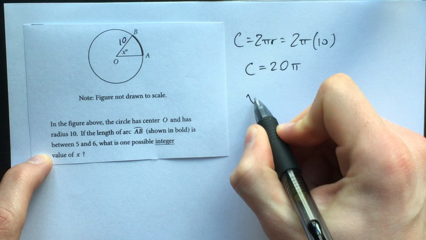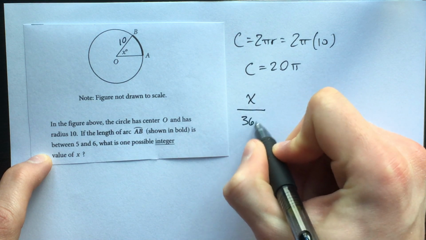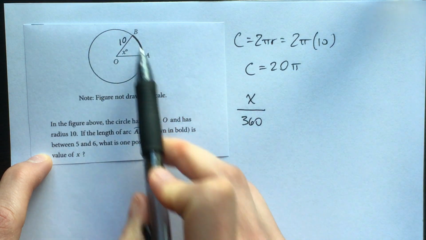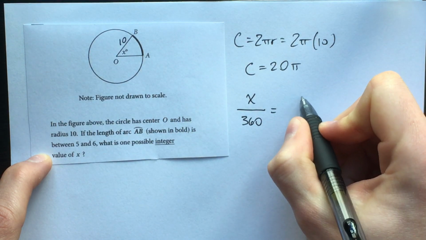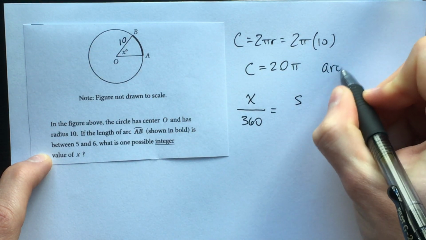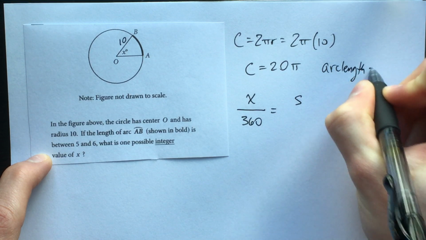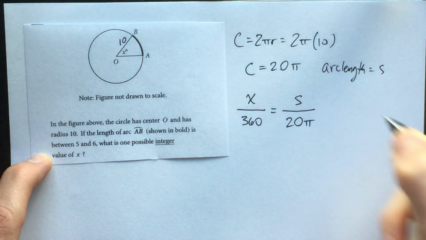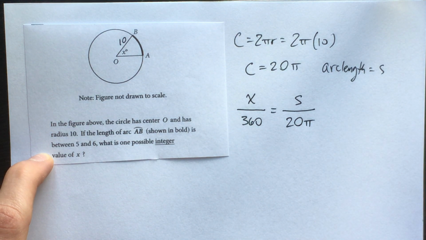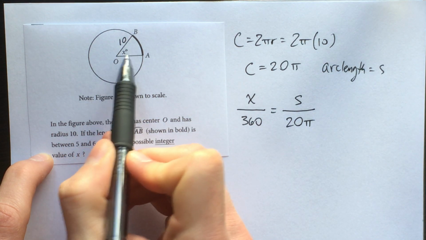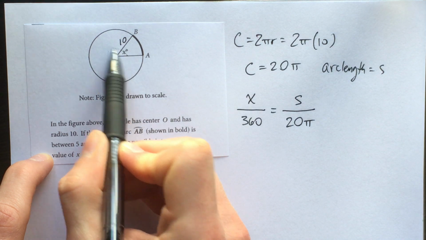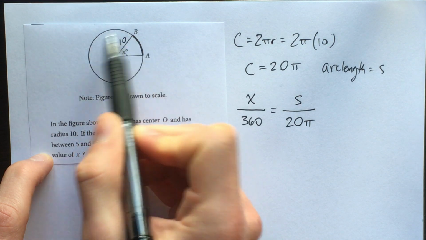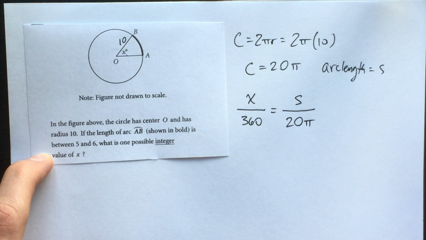I can say x over 360, so the angle here over the total, is equal to s, let's say arc length is equal to s, so s over 20 pi. I hope this makes sense intuitively, because if the angle here was 180 degrees, that would be half of the total circle, and this arc length would also be half of the circumference. So the two are proportional.